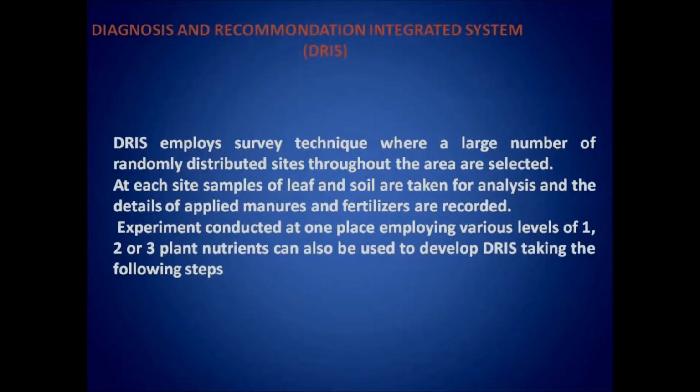DRIS employs a survey technique where a large number of randomly distributed sites throughout the area are selected. At each site, samples of leaf and soils are taken for analysis and the details of applied manures and fertilizers are recorded. Experiments conducted at one place, employing various levels of 1, 2 or 3 plant nutrients, can also be used to develop DRIS, taking the following steps.